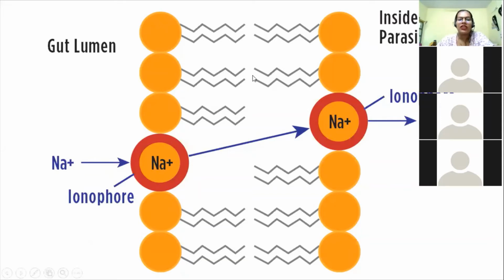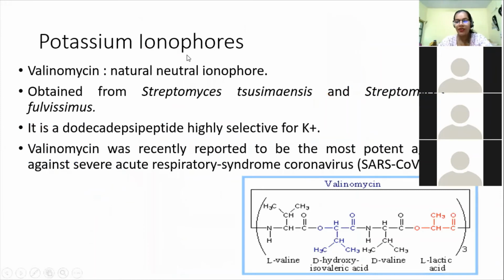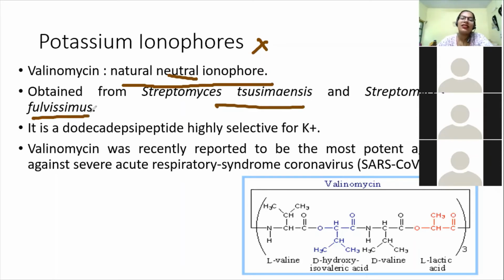Now talking about the potassium ionophores. As I said, this is very important: valinomycin. It is a natural neutral ionophore. Again, when I say neutral, it means it has no charges. It is obtained from Streptomyces sumimensis and Streptomyces fulvissimus. I'm sorry, you have to remember all these names of the bacteria. It is important. It is a dodecadepsipeptide highly selective for K+.